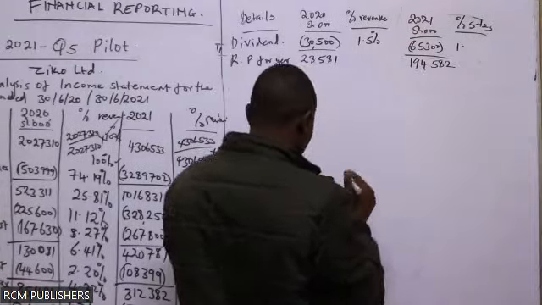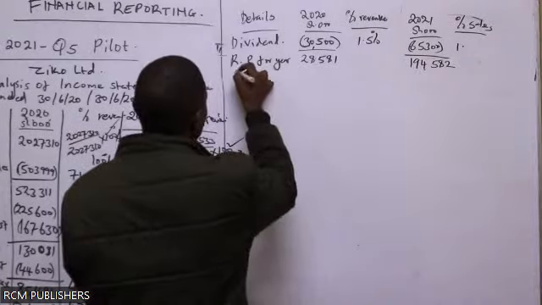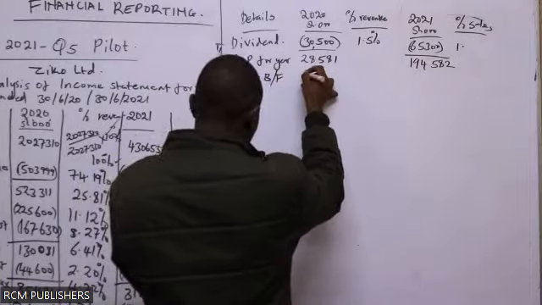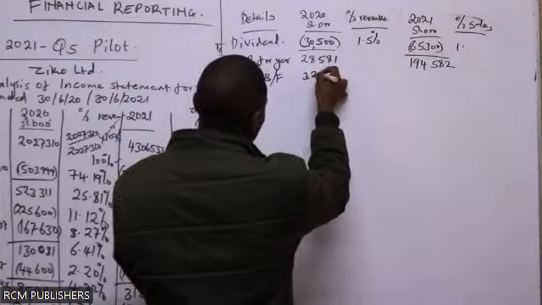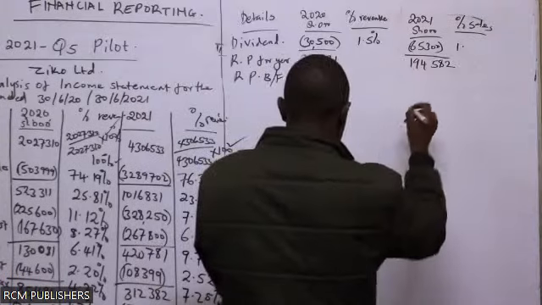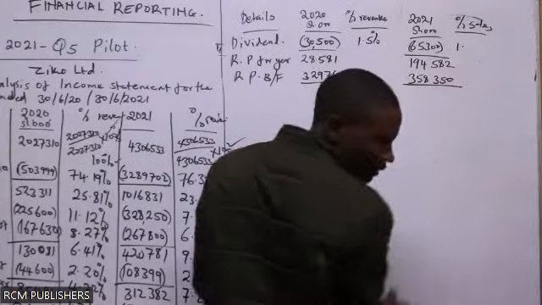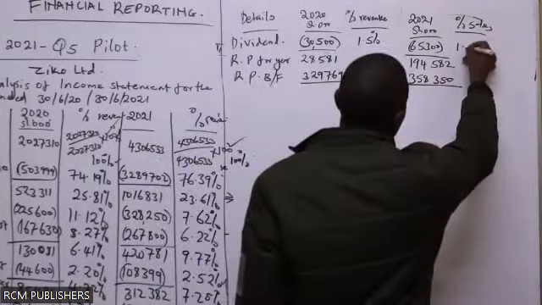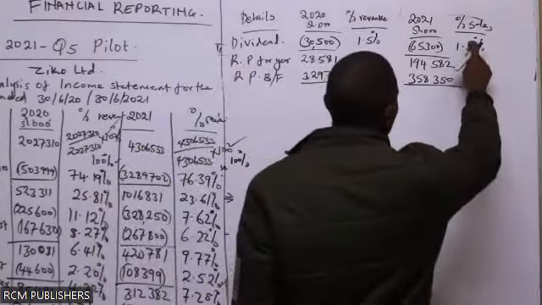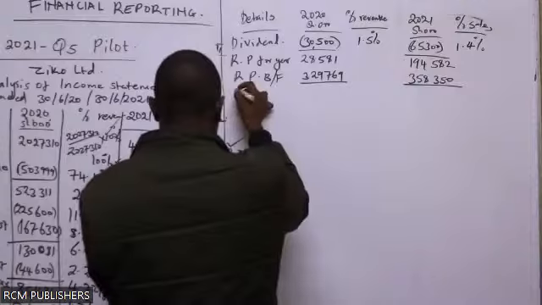And then we add the retained profit brought forward of 329,769. You can as well get the percentage of that. 350. So this is 1.5%. I hope you people, 1.4, okay? 1.4. So there's a difference kidogo. Higher.